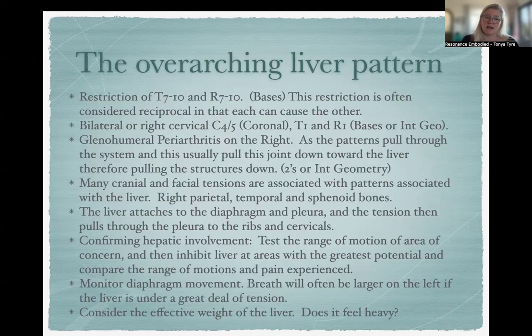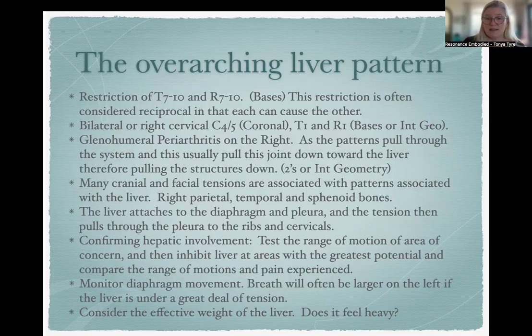This slide covers some overarching patterns we're going to see with the liver. I just wanted to make a summary of all of that. Of course, restrictions in the thoracic spine from T7 to 10 and the ribs associated with those vertebrae. We're going to see bilateral, or even more right, cervical tensions like C4-5, ribs 1 and thoracic 1. Those are our bases for not only the regular, foundational geometry, but also for internal geometry.